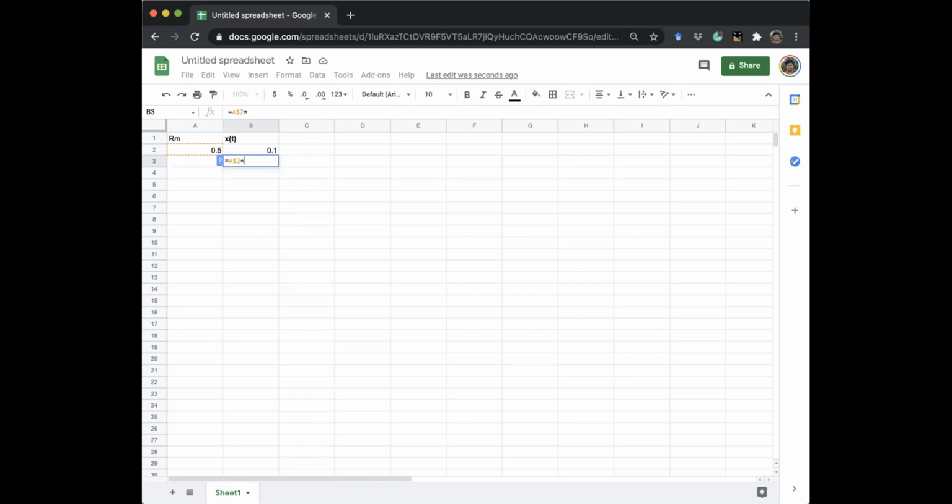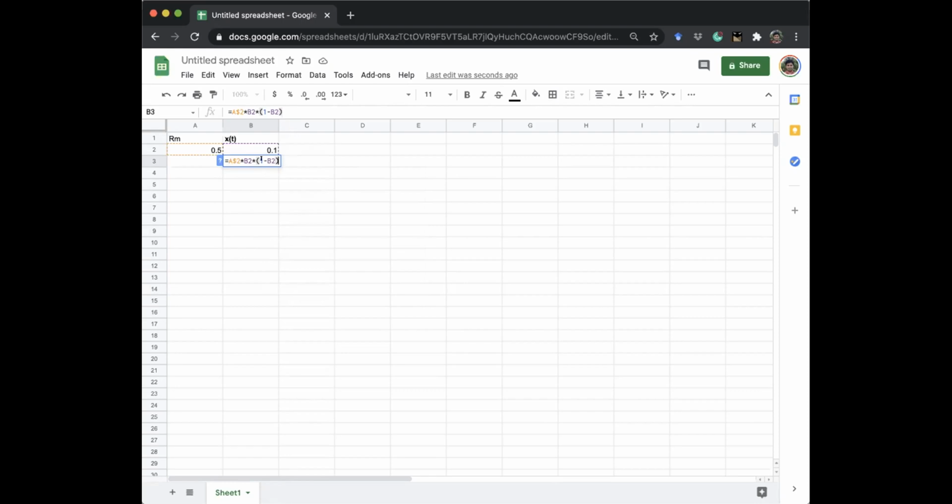Yes. What is X of t now? It will be basically 0.1. B, yeah, it will be B2, $A$2 times B2, right? And 1 minus B2. Is that right? If I calculate, B2 is 0.1, 1 minus B2 is 0.9. If I multiply that with RM, I get the next population size. We all agree with that?